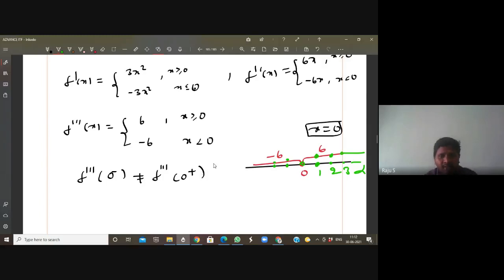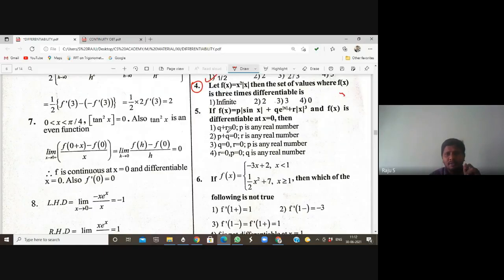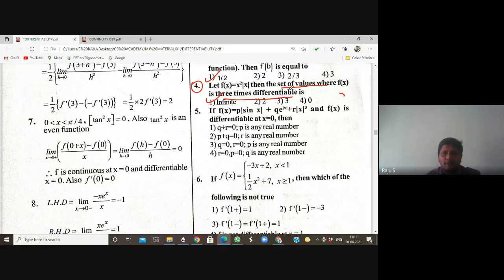So at how many points is it third differentiable? The third derivative exists at how many points? Infinite points. Other than 0, at all the remaining points, it is differentiable. So the answer will be infinite. That's all. The set of values where f of x is 3 times differentiable: 3 times differentiable at infinite points. That's all.